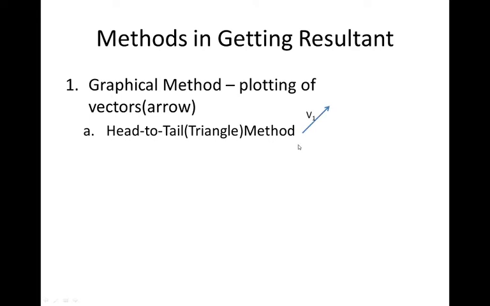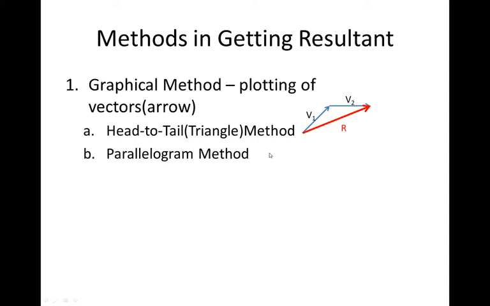If we have vector 1 and vector 2, the head to tail or triangle method is, from the word itself, head to tail. The head of the first vector is connected to the tail of the next vector. That's why it's called head to tail. And then the resultant vector is always from the starting point to the end point. So you are going to determine the magnitude and direction of the resultant vector.